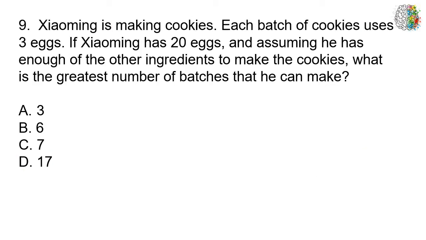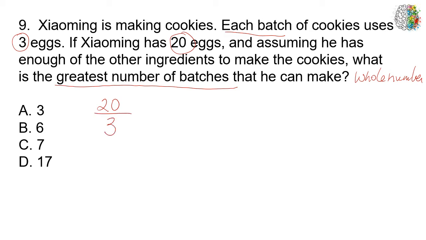Kai Ming is making cookies. Each batch of cookies uses 3 eggs. If Kai Ming has 20 eggs, and assuming he has enough of the other ingredients to make the cookies, what is the greatest number of batches that he can make? So there's a couple of things that you want to watch out for. We want to know the greatest number of batches that he can make. So this right there tells us we're looking for a whole number answer, which is what they've just given us in the options. We have 3 eggs for each batch and a total of 20 eggs. So this tells us that we are looking for a division problem. We're going to take the 20 eggs total and divide it by 3 eggs needed for each batch of cookies to find out how many batches he can make.